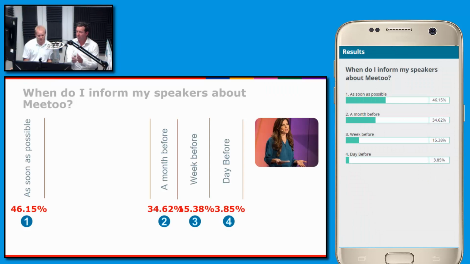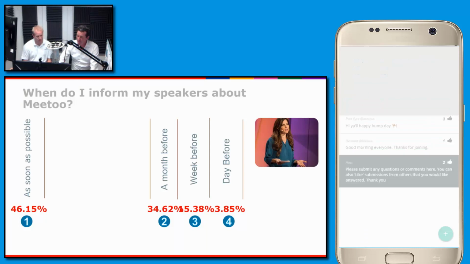And what we can see here is that 46% of you, nearly half of you, say, let's tell them as soon as possible. The next group, 34.6%, are saying a month before, and then we've got 20% of people saying somewhere between the week before and the day before. And that's probably as I would expect. And there's a logic that says the sooner you tell them, the more likely they are to use it.